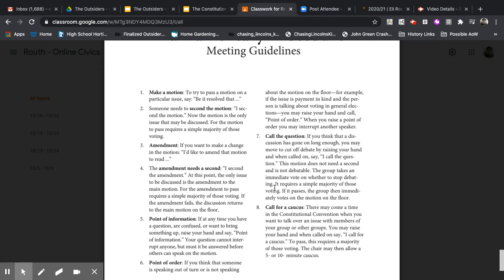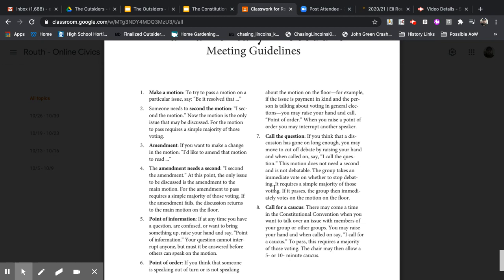Two, someone's going to need to second the motion. I'm going to have that person that seconds it be someone outside of your group. So if you're a farmer, I can't have another farmer second the motion. That way it will limit the things that we talk about to things that people actually want to discuss outside of your main group. They'll just raise their hand and say, I second the motion. And now the motion is the only issue that can be discussed. For the motion to pass, it just requires a simple majority of votes.